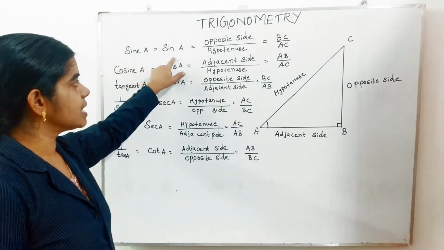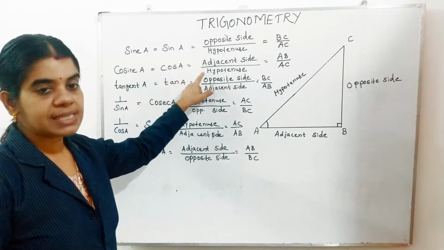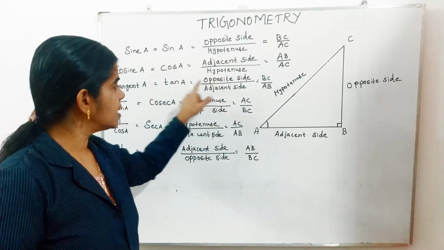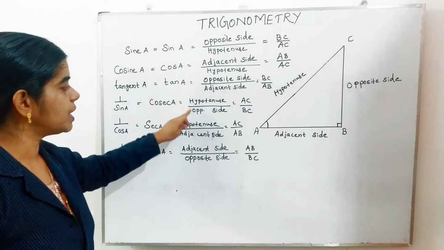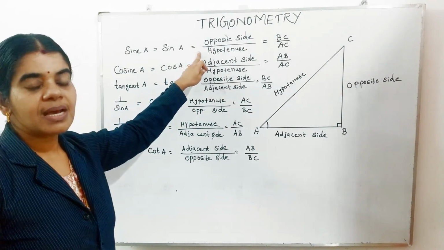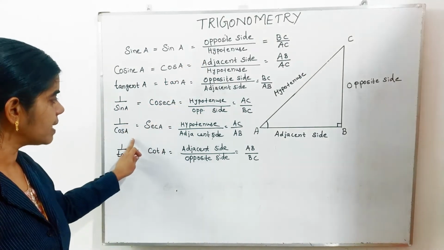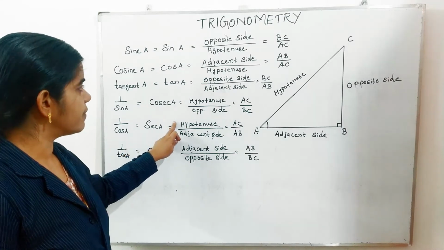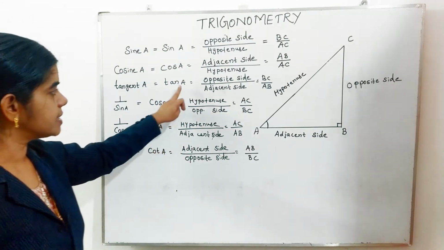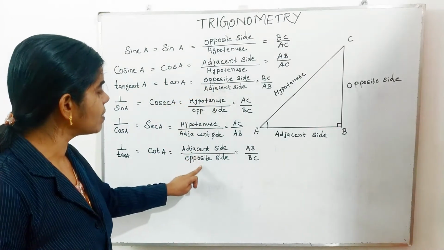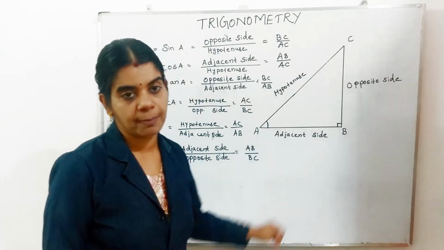Once again, sin A is equal to opposite side divided by hypotenuse. Cos A means adjacent side divided by hypotenuse. Tan A is opposite side divided by adjacent side. Cosec means hypotenuse by opposite side, that is reciprocal of sin A, that means 1 by sin A. Then sec A is equal to 1 by cos A, that is hypotenuse divided by adjacent side. 1 by tan A, that is known as cot A. Its reciprocal, that means adjacent side divided by opposite side. These are the 6 trigonometric ratios based on angle A.